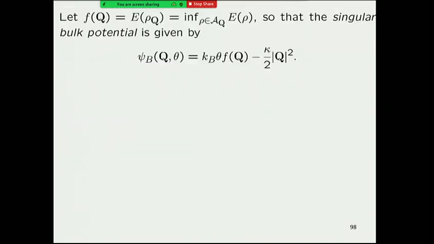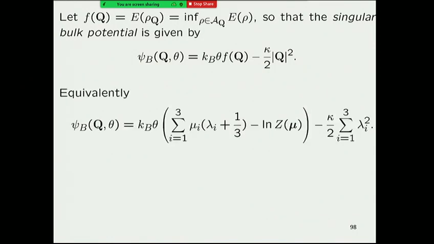Okay, so now we can put that back into the formula for the bulk energy. So that's k sub B theta times f of q, which is E of rho q, which is this infimum. And then we have minus kappa over 2 q squared, which is the other term. And equivalently, you can write it in terms of the eigenvalues of q in this form, using the formulae in the theorem.